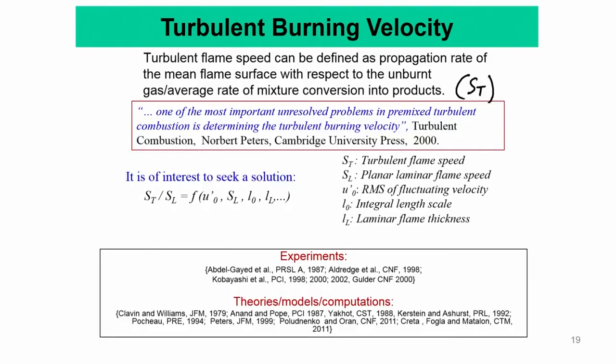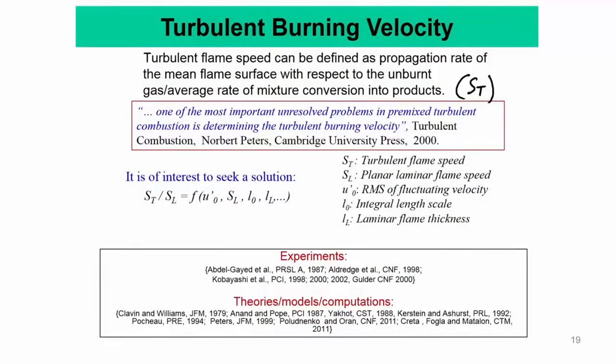If ST is the turbulent flame speed, SL is the planar laminar flame speed, u prime 0 is the RMS of the fluctuating velocity, L0 is the integral length scale, and LL is the laminar flame thickness, then we want to seek a solution of ST by SL as a function of u prime by SL and L0 by LL. That is, if you have a turbulent flow completely defined by u RMS and integral length scale, the fluid properties are given, and you have a fuel-air mixture where the flame speed and flame thickness are known for the planar laminar flame, then can you, with these parameters, determine the turbulent flame speed as a function of the laminar flame speed?